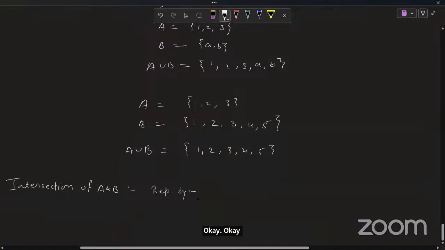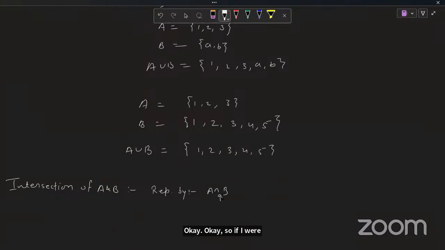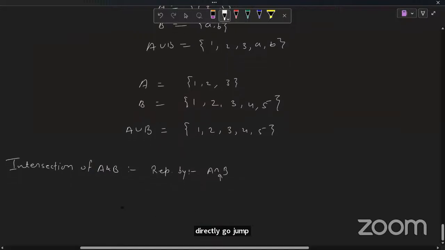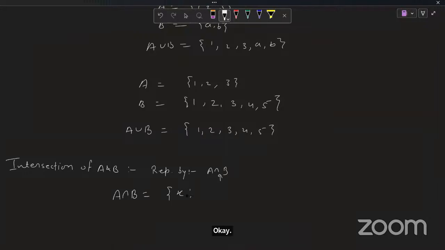Yes, that's right. So intersection will be represented like this: A intersection B. Remember this side, I define A intersection B is equal to the collection of all X such that X is inside A and as well as X has to be inside B.